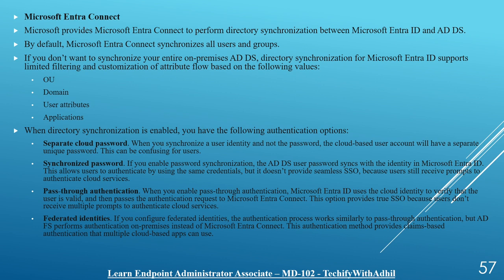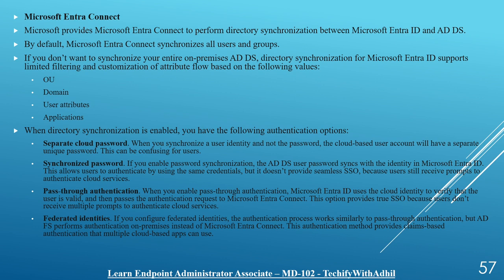Then federated identities. If you configure federated identities, the authentication process works similarly to pass-through authentication, but ADFS performs the authentication on premises instead of Microsoft Entra Connect. So just like the third option, pass-through authentication, if you replace Microsoft Entra Connect with ADFS authentication services, then it will be federated identities. So the work that Microsoft Entra Connect does will be replaced by ADFS. This authentication method provides claims-based authentication that multiple cloud apps can use.